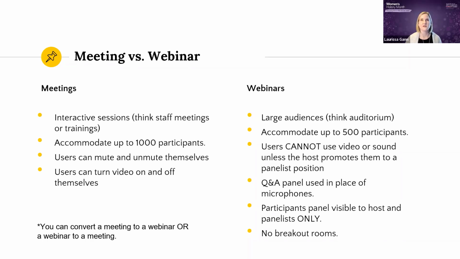Webinars are a little bit more like an auditorium presentation. So if you think like Dr. Pisters is speaking, you don't want everyone muting and unmuting when someone is really doing a big presentation. So webinars do not allow people to mute or unmute or show their camera. They accommodate up to 500 people. Only the panelists can speak, and a Q&A panel is used in place of those microphones. Also, there's no breakout rooms, so there's less interactivity.